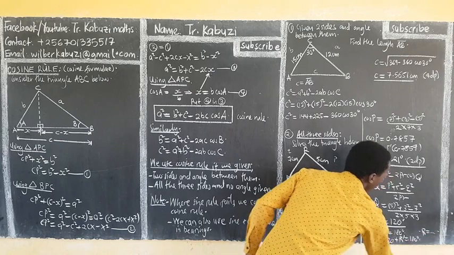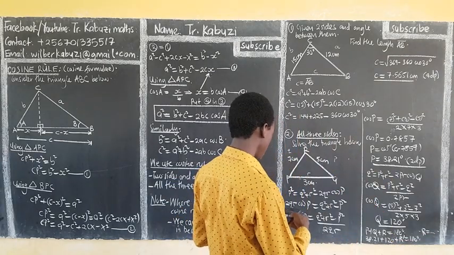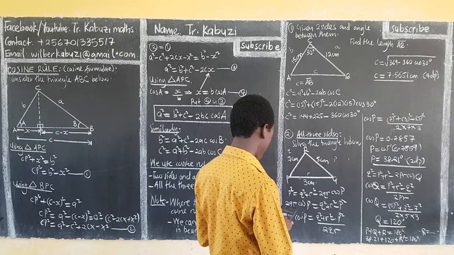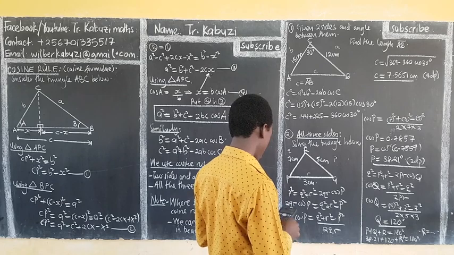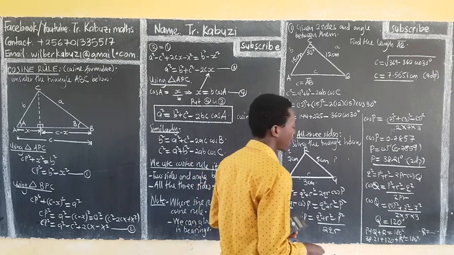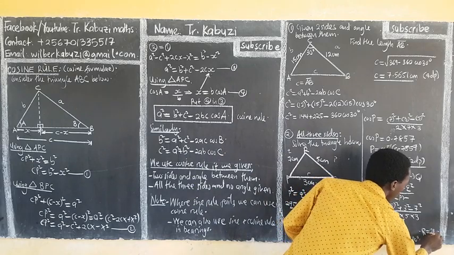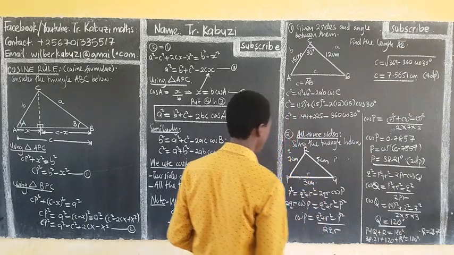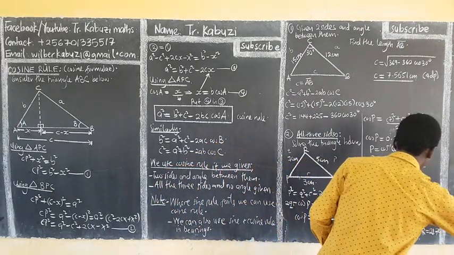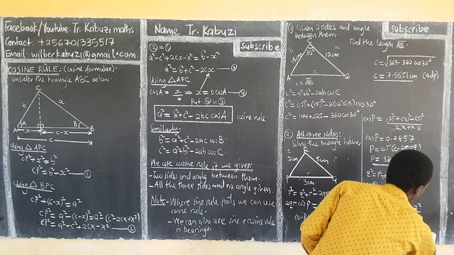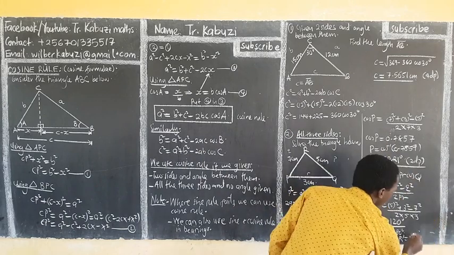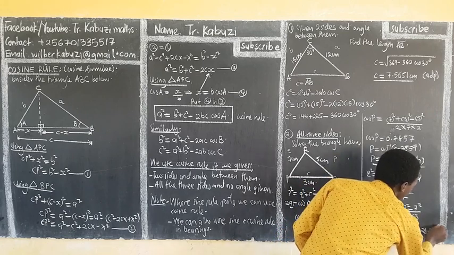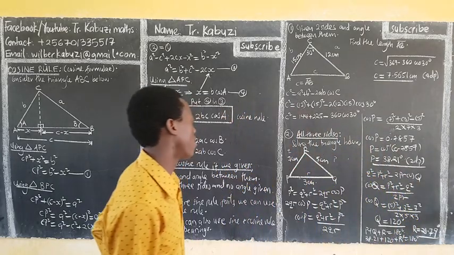And from here, our R is going to be 180 minus 120 plus 38.21. So mine is 21.79. Okay, let me write it properly here. Now from there, my R is 21.79 degrees. So we have solved the whole of that triangle.